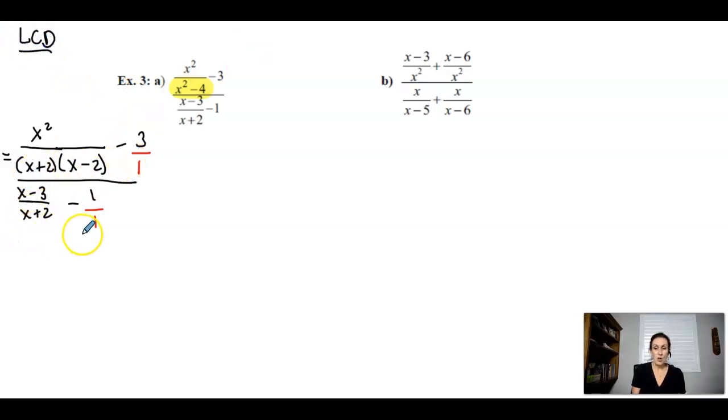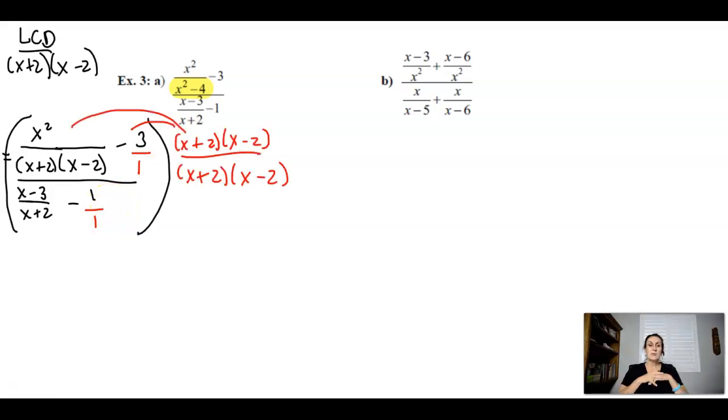So looking at all of the denominators, I see that I have an x plus 2, I write it down. I have an x minus 2, I write it down. And in the bottom, this x plus 2 is going to match, so I don't need to write it down again. It will cancel. And keep in mind that the negative 3 and the negative 1 are all over 1. So I'm going to multiply the whole fraction by x plus 2, x minus 2.